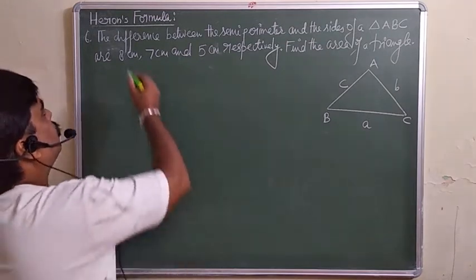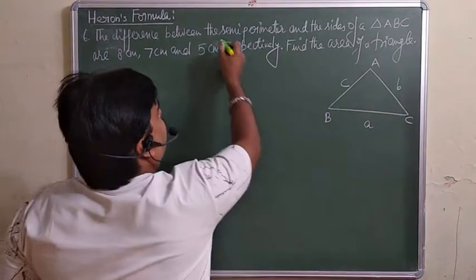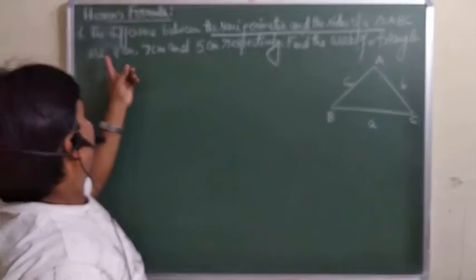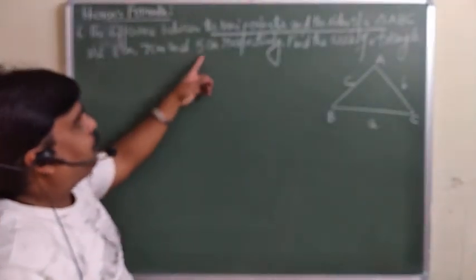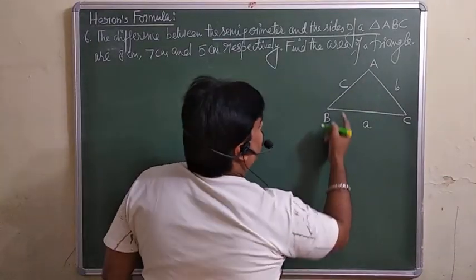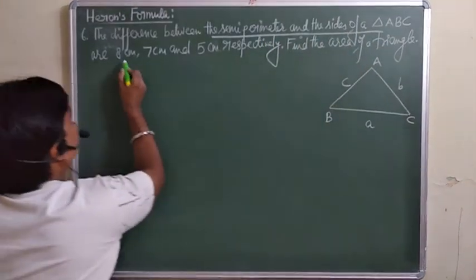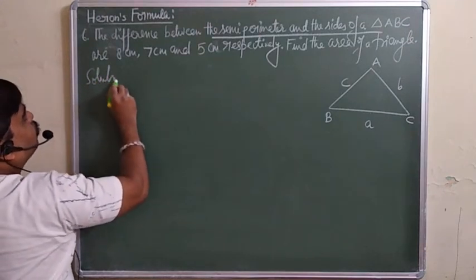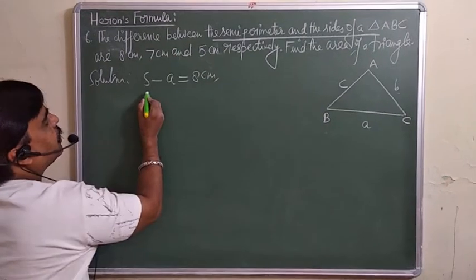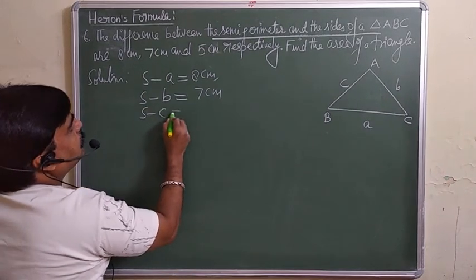Okay, now see, the question is: the difference between the semi-perimeter and the sides of a triangle are 8, 7 and 5 centimeter respectively. You have to find the area. See, the important point is here only. What information is given? Difference of the semi-perimeter and the side of a triangle means S minus A is equal to 8 centimeter. Similarly, S minus B is 7 centimeter and S minus C is equal to 5 centimeter.